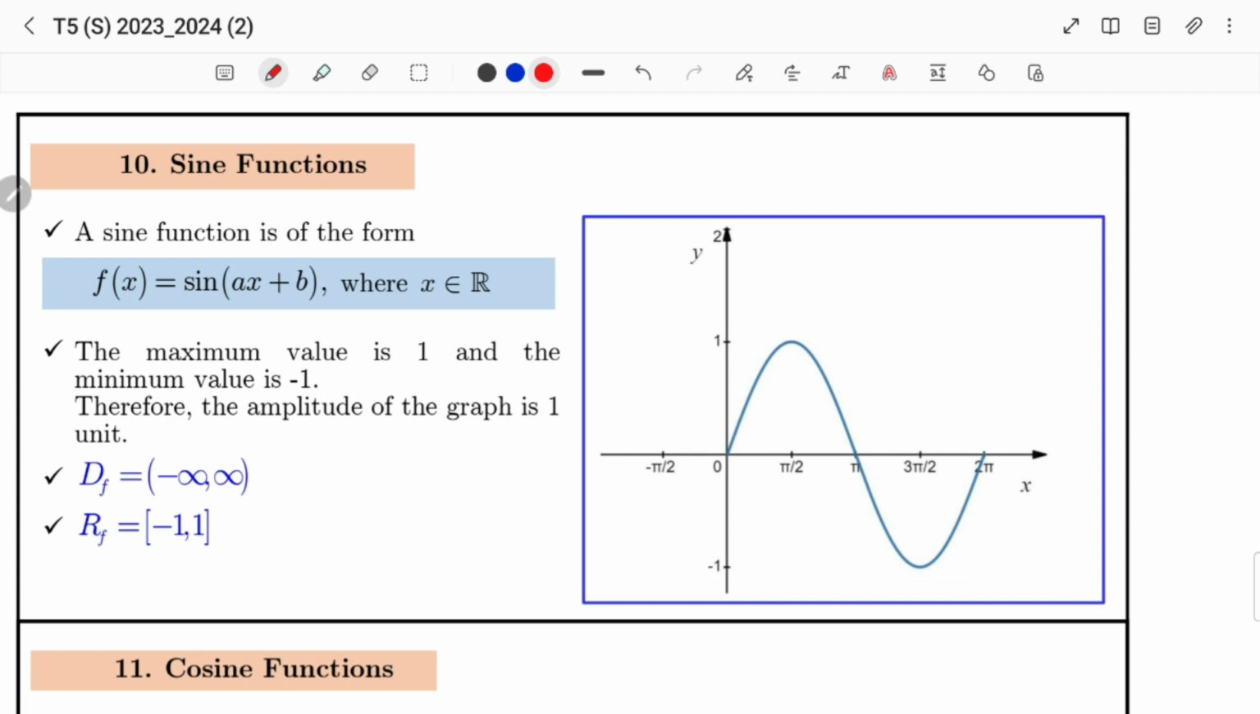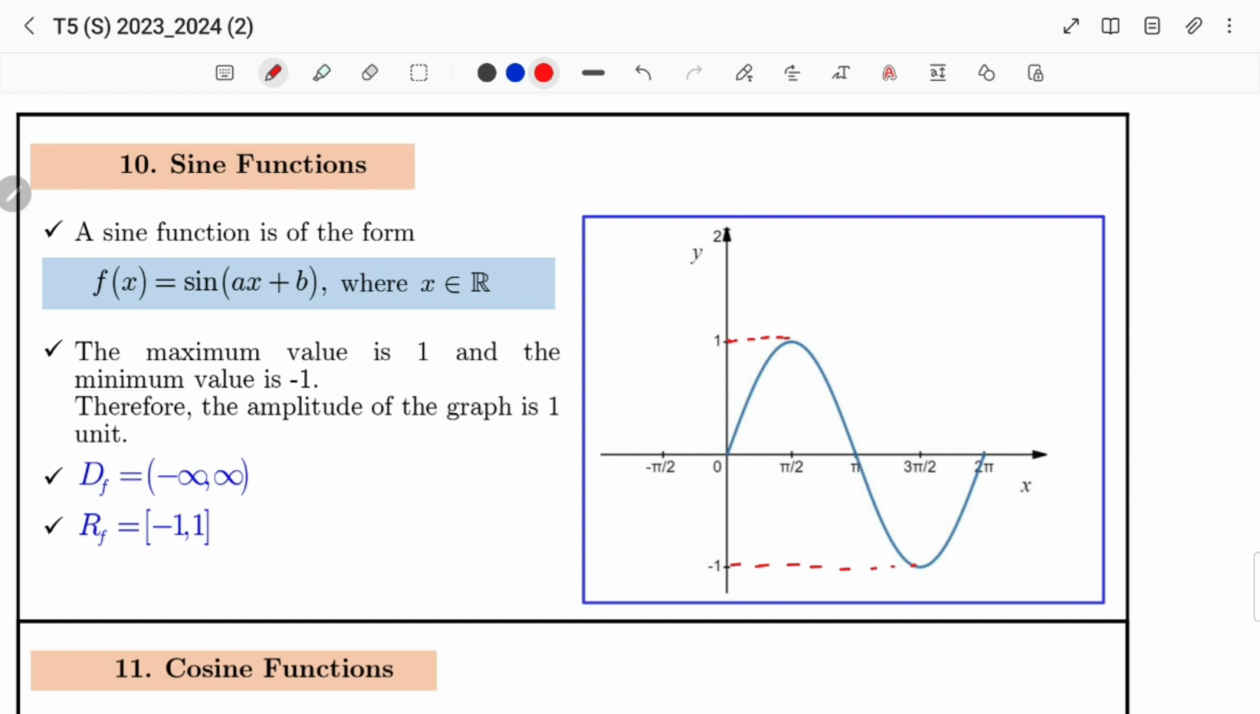The maximum value is 1 and the minimum value is negative 1. This can be seen from the graph. The maximum value here is 1 and the minimum value is negative 1. Therefore, the amplitude of the graph is 1 unit.